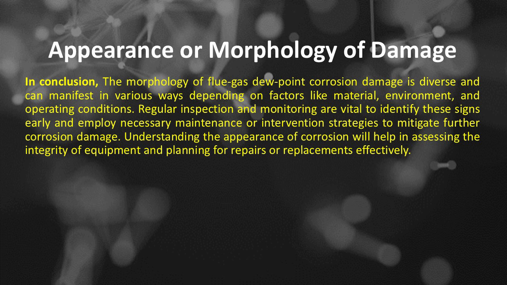ways depending on factors like material, environment, and operating conditions. Regular inspection and monitoring are vital to identify these signs early and employ necessary maintenance or intervention strategies to mitigate further corrosion damage. Understanding the appearance of corrosion will help in assessing the integrity of equipment and planning for repairs or replacements effectively.